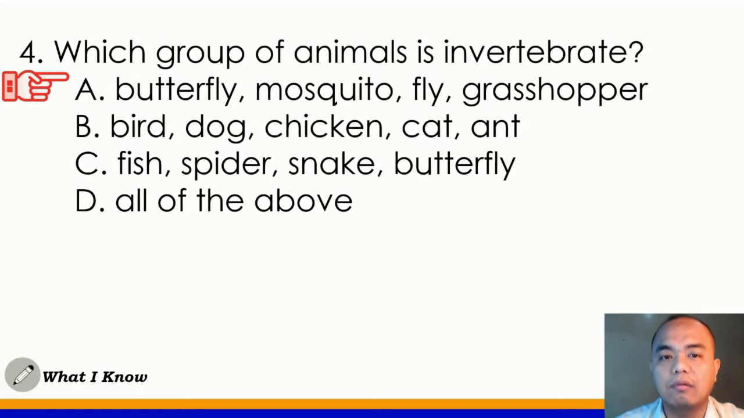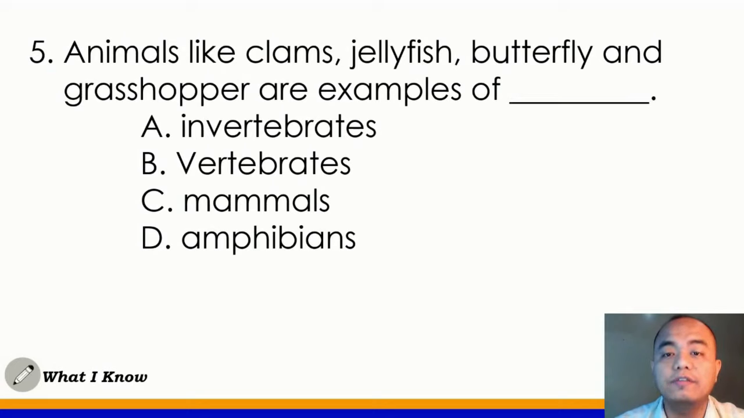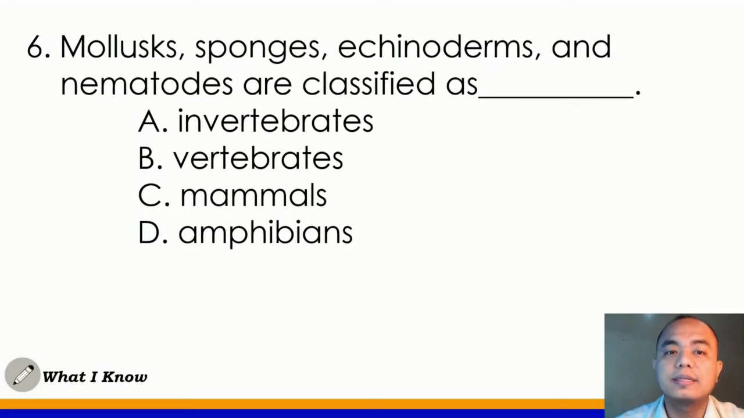Animals like clams, jellyfish, butterfly, and grasshopper are examples of A. Invertebrates, B. Vertebrates, C. Mammals, D. Amphibians. The correct answer is? Obviously, that's invertebrates. 6. Mollusks, sponges, echinoderms, and nematodes are classified as blank. A. Invertebrates. B. Vertebrates. C. Mammals. D. Amphibians. The correct answer is letter A.